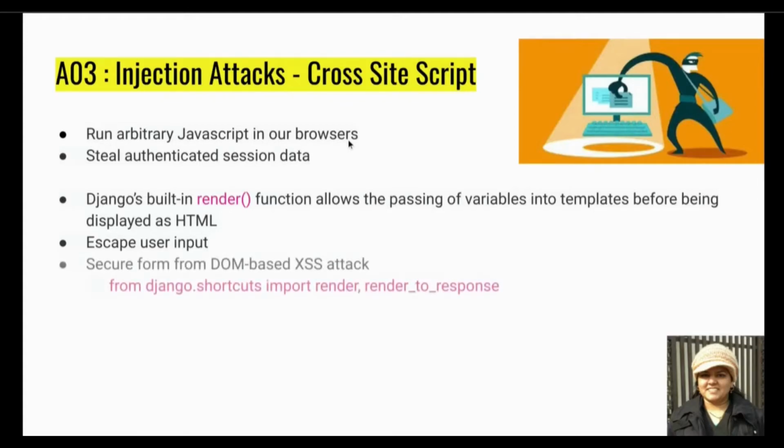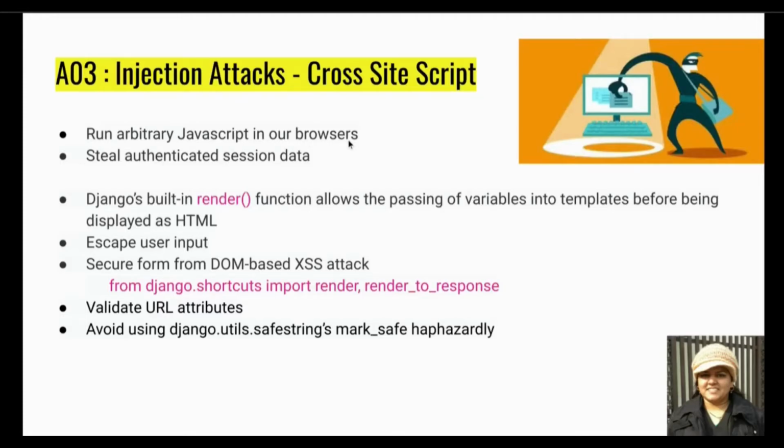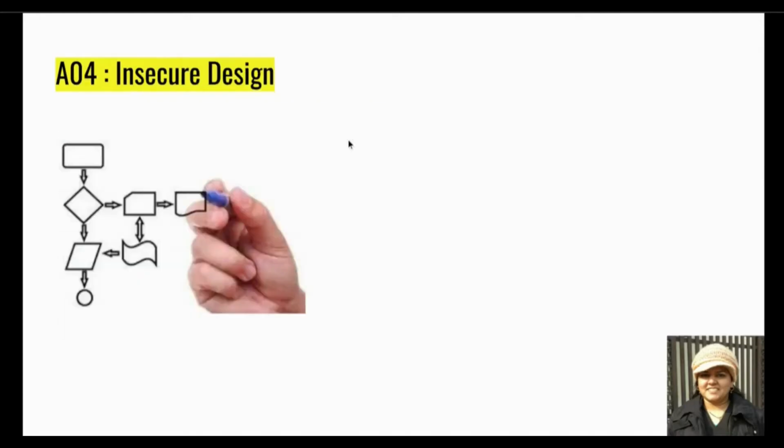Now, one thing which is important to note here is how to secure from DOM-based attacks. In Django, just by adding the following line, you will ensure that the forms are secure against DOM-based cross-site scripting attacks. Of course, there are other forms of cross-site scripting attacks that we need to watch out for, like non-persistent and stored, and they are also common concerns. While the Django templating system will catch the vast majority of cross-site scripting attempts, we need to be certain to validate URL attributes and to avoid using Django safe string to mark anything safe without thinking it through.